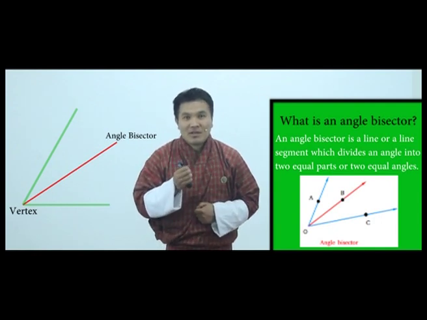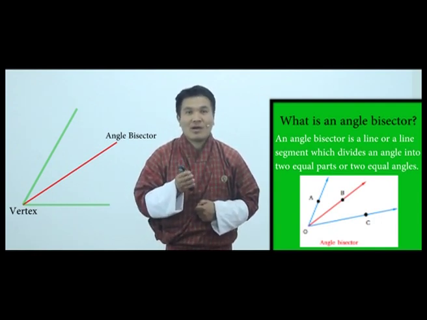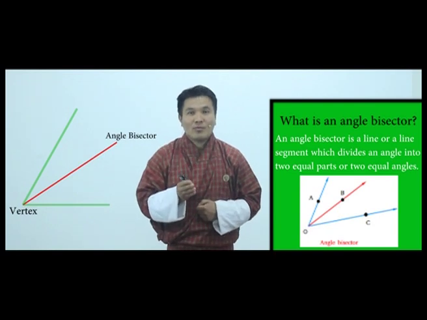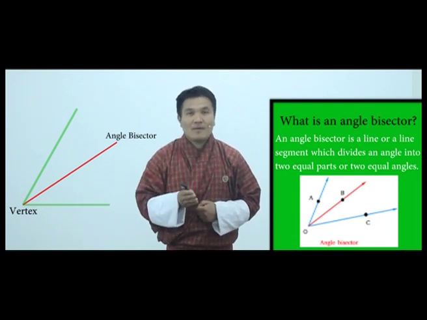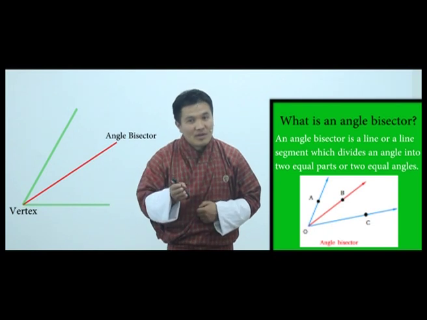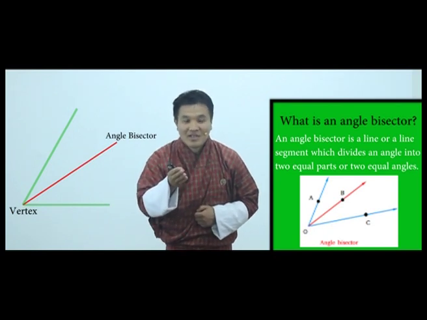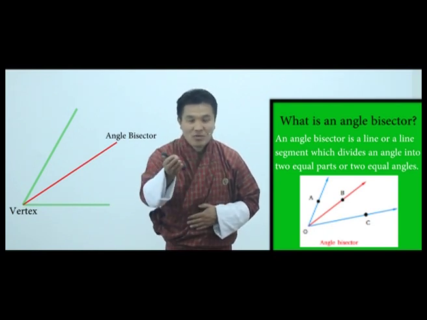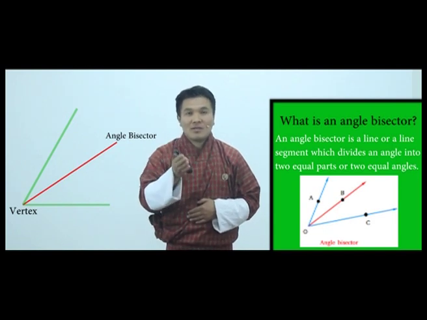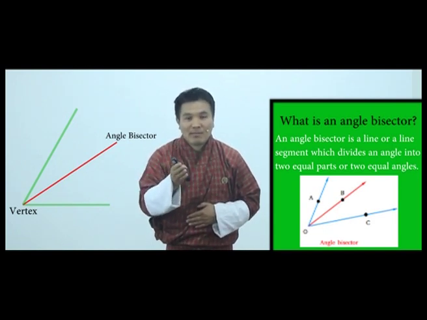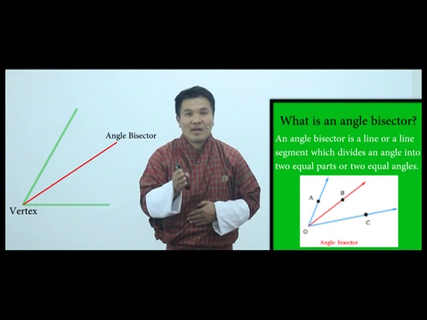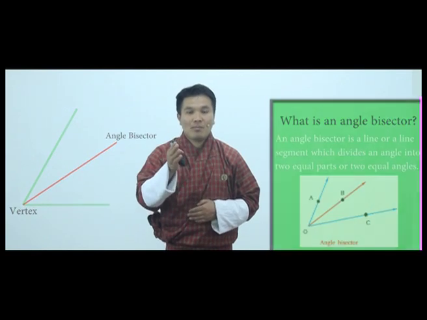In mathematics, it is better we use congruent. So I am using the word congruent, which means equal. So, children, can you repeat what is an angle bisector? Yes, good. An angle bisector is a line or a line segment that divides an angle into 2 equal parts.